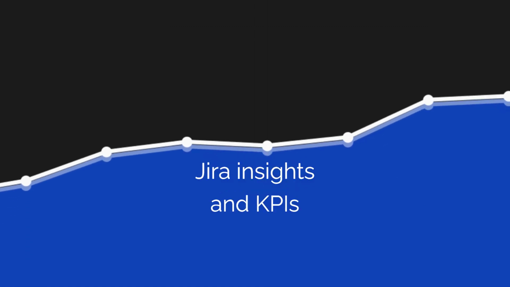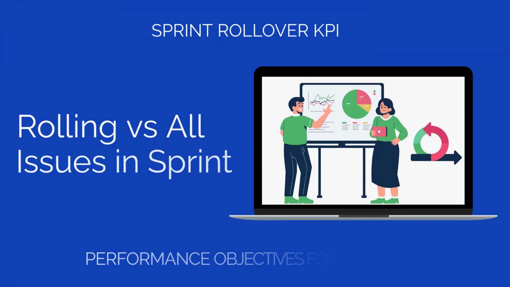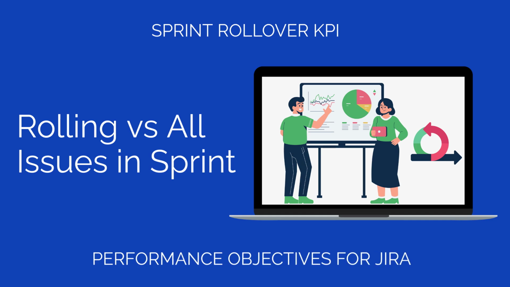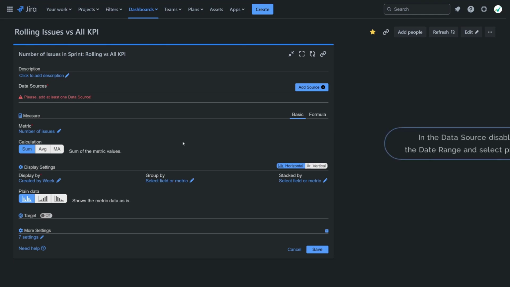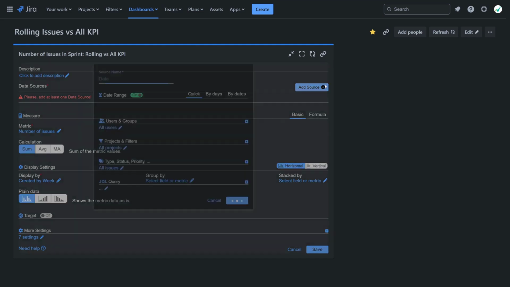Welcome Jira users. Take control of constant sprint rollovers by setting a clear maximum for rolling issues from sprint to sprint in Jira. In this tutorial, we'll show you how. First, in the data source, disable the date range and select only the project you're interested in.